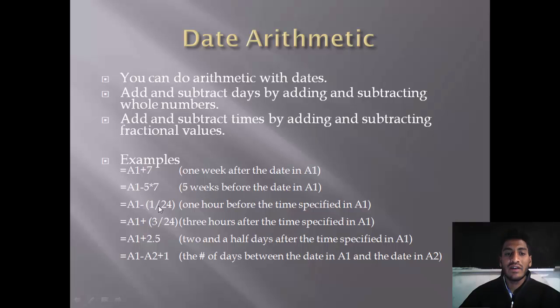=A1-1/24 is 1 hour before the time specified in A1. =A1+3/24 is 3 hours after the time specified in A1. =A1+2.5 is 2.5 days after the time specified in A1. =A1-A2+1 is the number of days between the date in A1 and the date in A2.